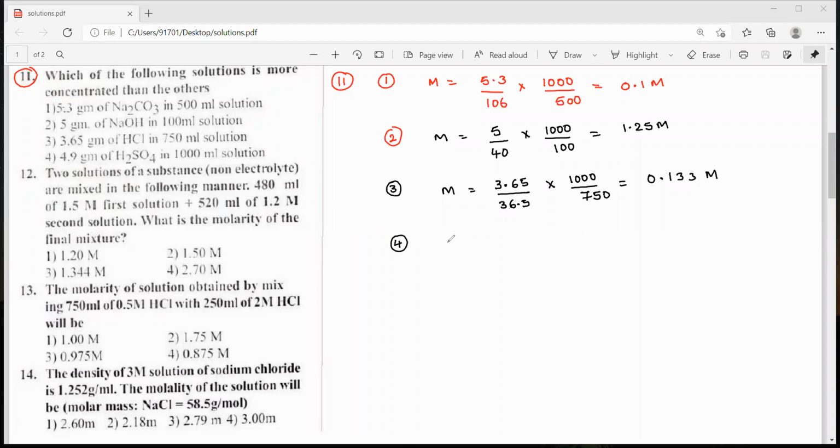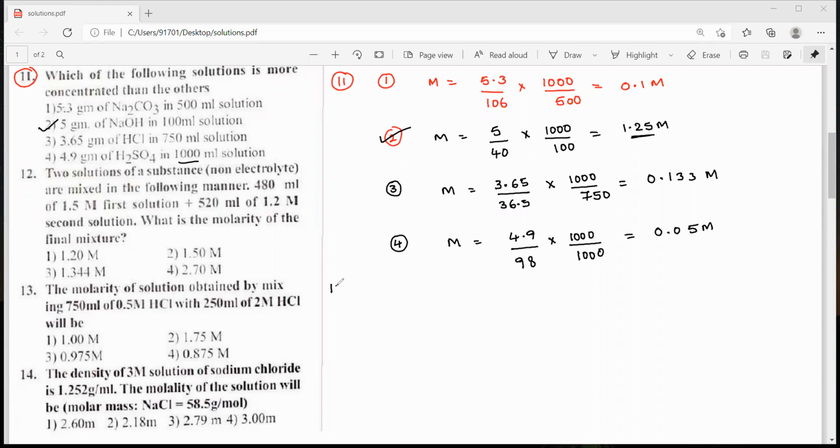Okay, dear students, let's see the fourth option. We need to find out the molarity of 4.9 grams of H2SO4. 4.9 divided by 98, the gram molecular weight of H2SO4, into 1000 by the volume of solution, which is also 1000 ml they gave. 4.9 by 98 is nothing but 0.05 molar. Among these, the highest concentration is 1.25. So the answer is the second option. The second option is correct, dear students.